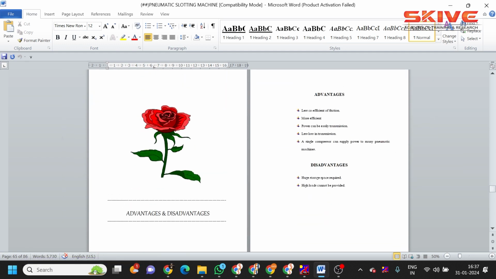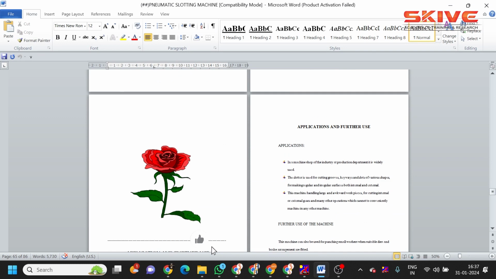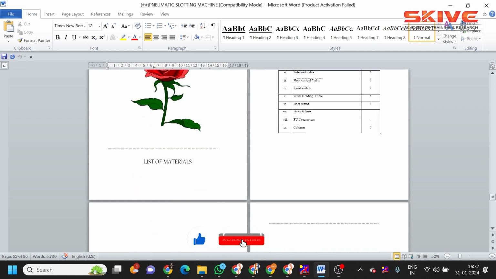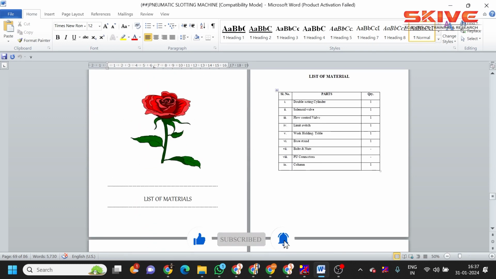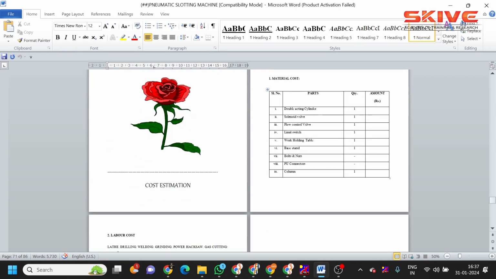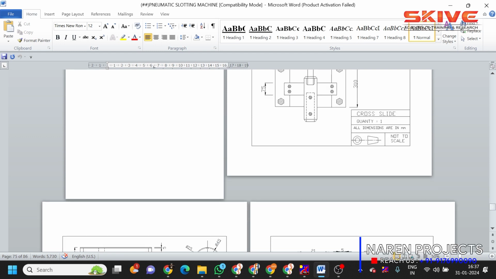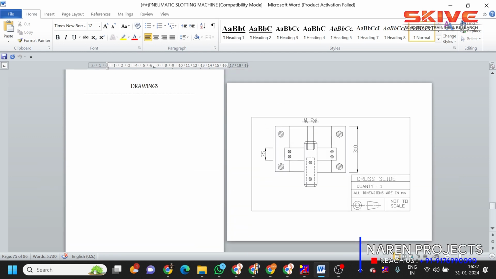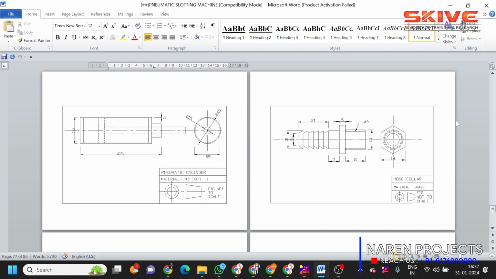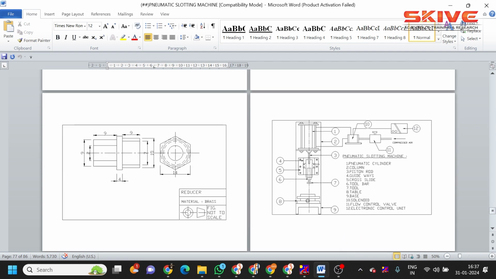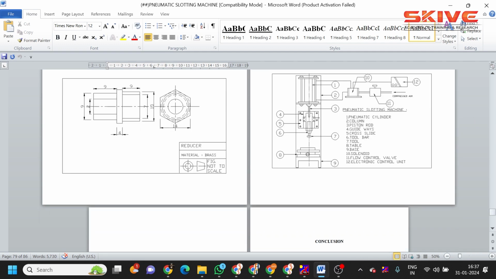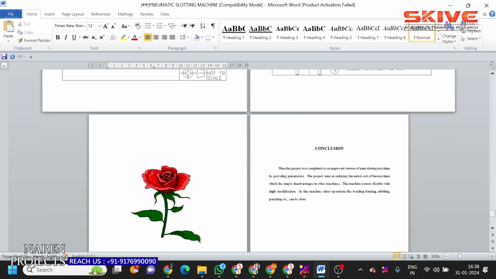So what are the advantages? Here I give the advantages and disadvantages, applications, and list of materials. All the materials we used in this project are described here. The cost estimation and the drawings. It's a line diagram which represents how the entire slotting machine will work. Here you can see the entire operation of the cylinder. So this is how the entire report has been made.